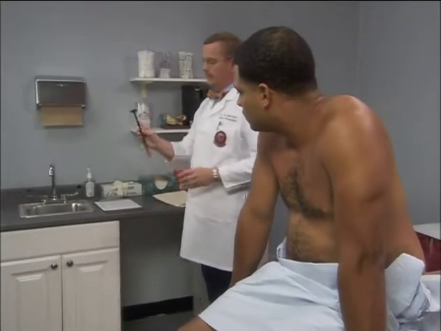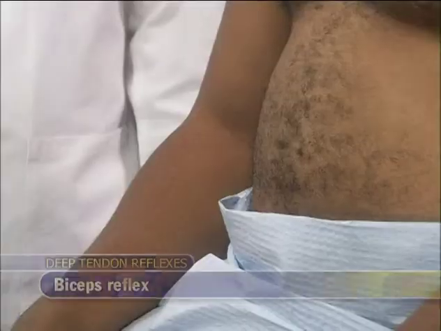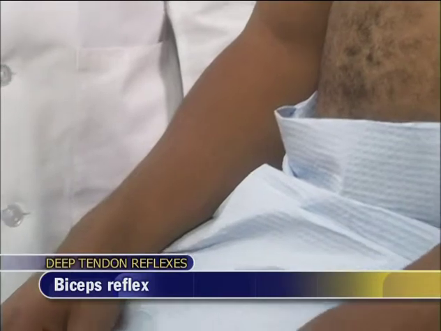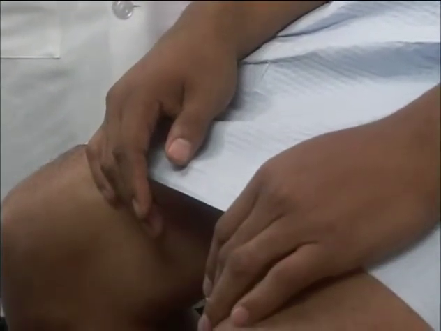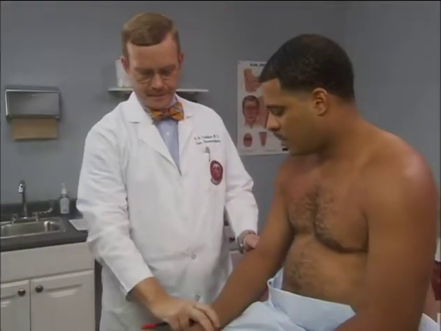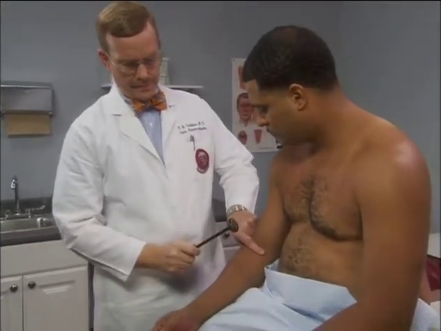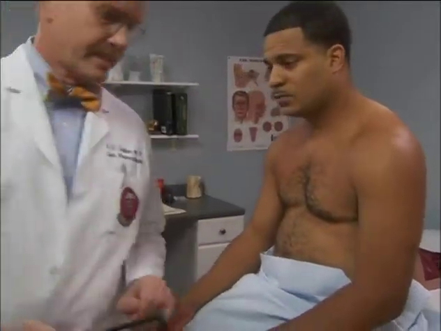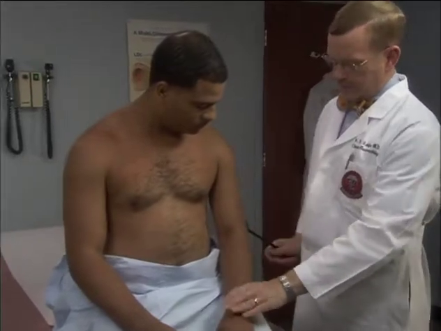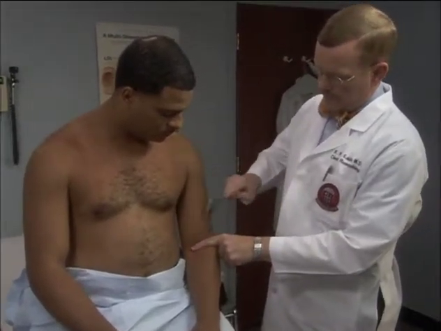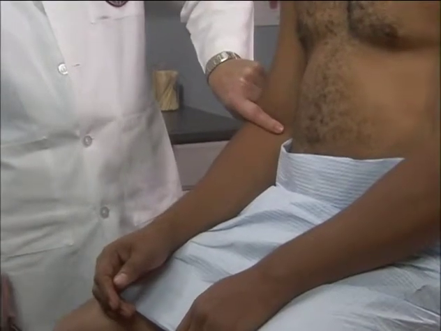Begin assessing deep tendon reflexes by testing the biceps reflex. The patient's arm must be relaxed, partially flexed at the elbow, and positioned with the palm down. To stretch the muscle, depress the biceps tendon with your thumb or index finger. Strike your thumb or finger briskly with the reflex hammer. You should feel the biceps muscle contract and see flexion of the forearm. Here you see a 2+ response.